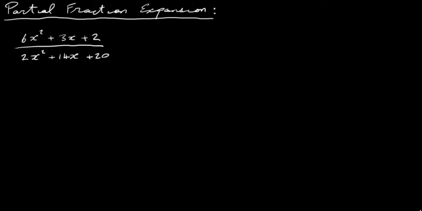Right, so let's have a look at another partial fraction expansion. Now I'm going to do this particular one here. If you look at this one, you can see that we have a quadratic expression as our numerator and a quadratic expression as our denominator. What we require when we're doing partial fraction expansions is that the degree of the numerator should be less than the degree of the denominator. In this case they're the same, so what we're going to have to do is do a division.